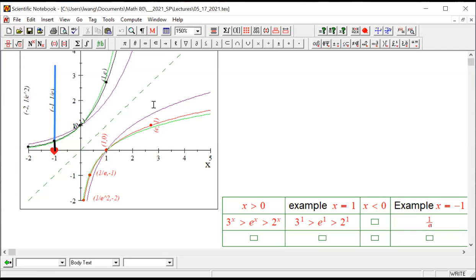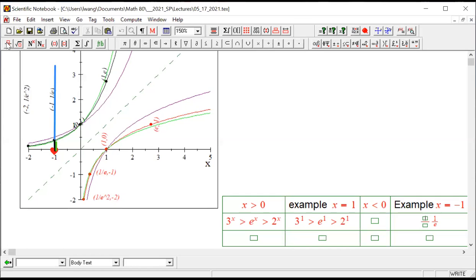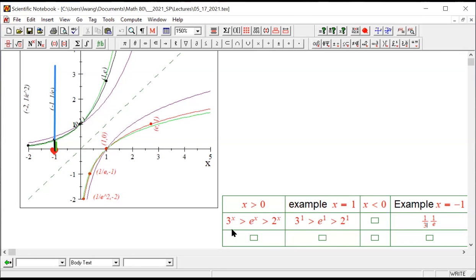And how about the green height? The green height, that's from 3 to the power x, is right here. You guys see that? It's a little bit shorter, right? So that green height is 1/3. I'm going to separate them. They're not multiplication because we're going to compare their size, right?